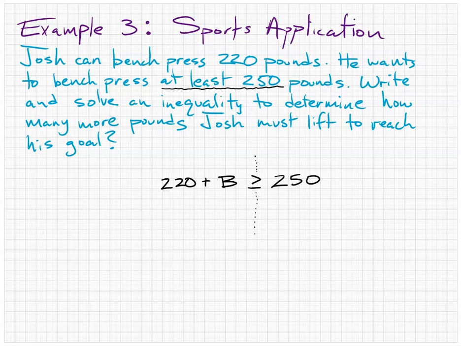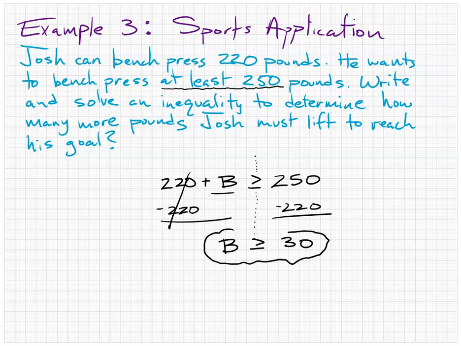Okay, so this one's actually almost identical to the last one we did, just a different style application. But the B is what we want by itself. So I want to cancel off 220. So the way I'm going to do that is to take it away. So I'm going to take away 220 from both sides. And then I'm going to have the bench press number of pounds greater than or equal to 30. So he essentially is going to try to increase his max bench by 30 pounds.